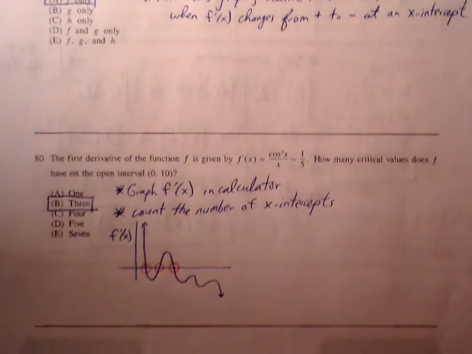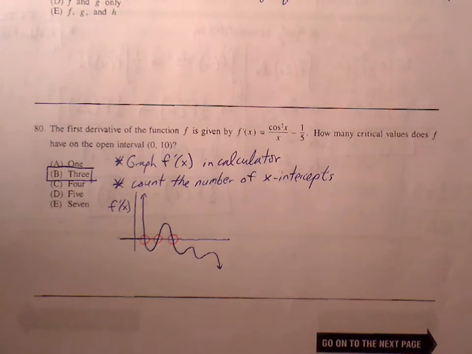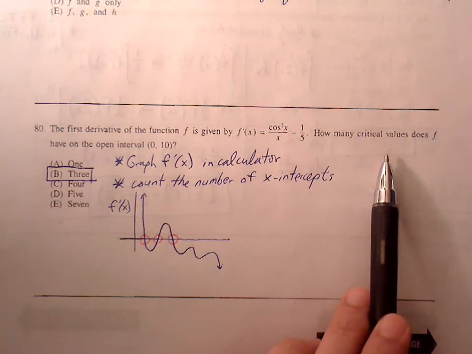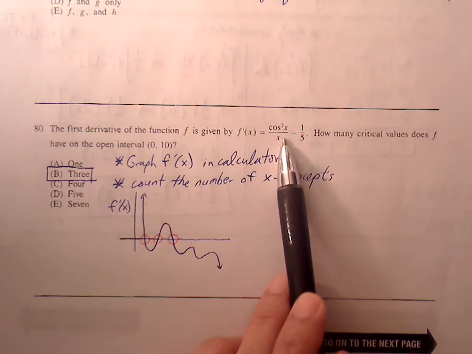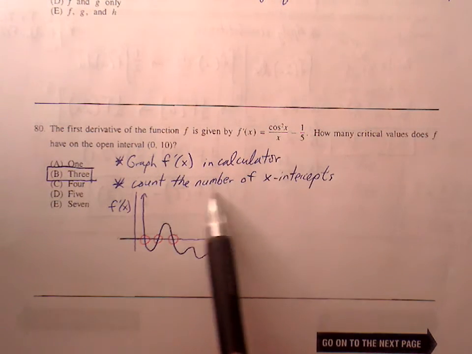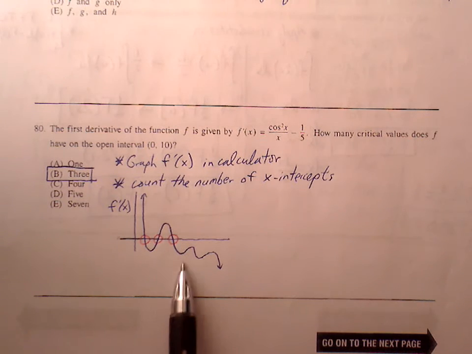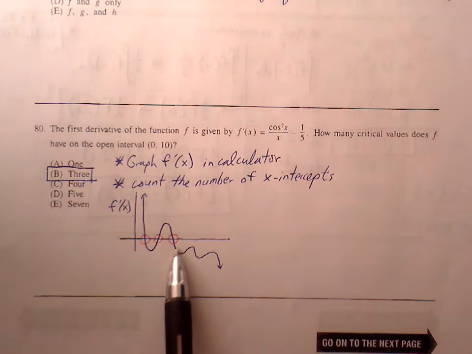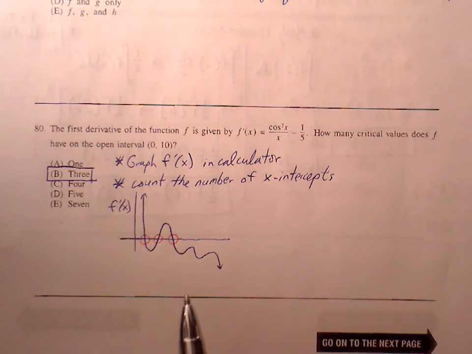Okay, for 80, we have the derivative function provided, which is f prime. How many critical values does f have between 0 and 10? So we put this in our calculator, and we count the number of x-intercepts. So this is what the graph looks like. And the critical points are wherever there's a slope of 0. So we see between 0 and 10, there are 3 locations with that behavior.